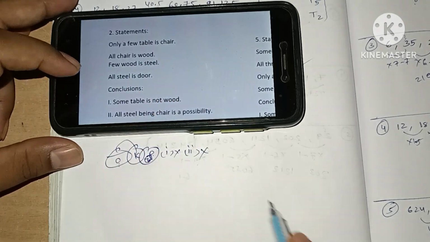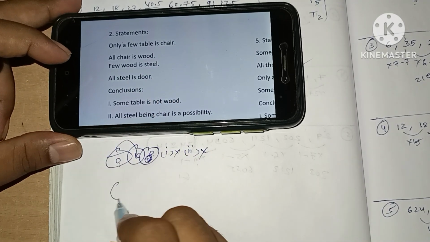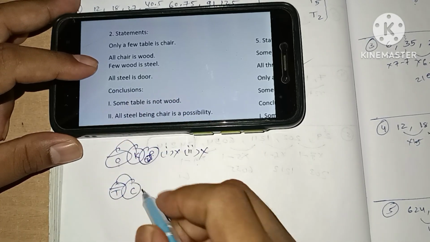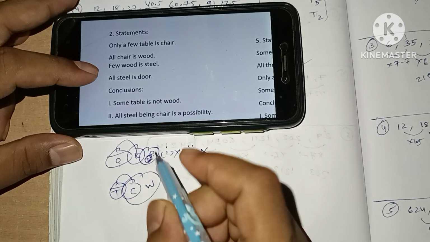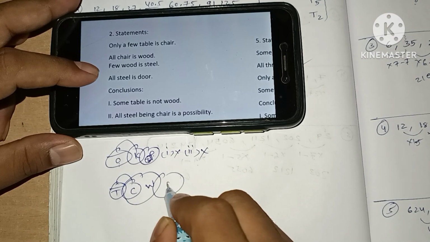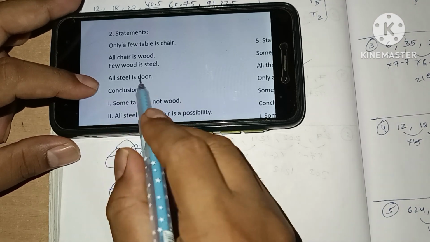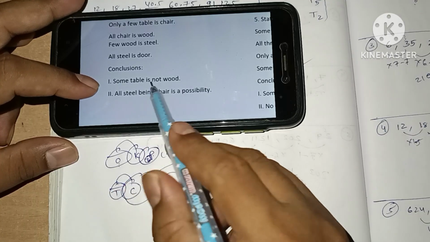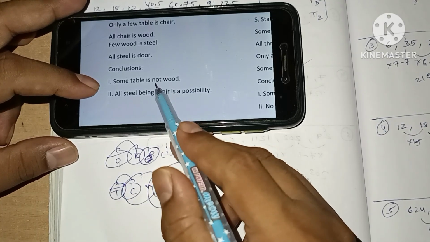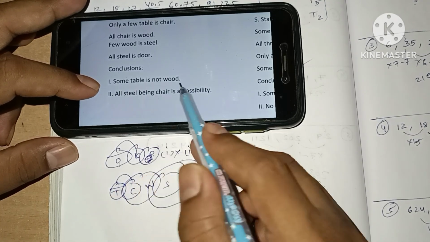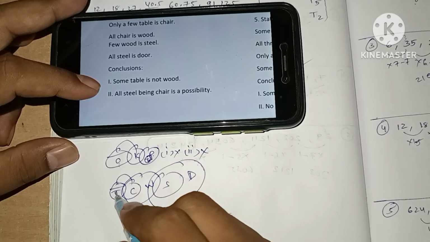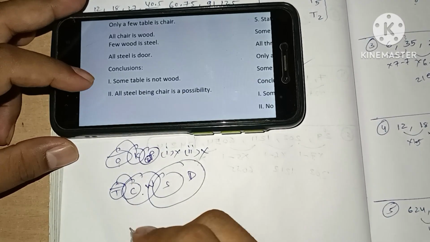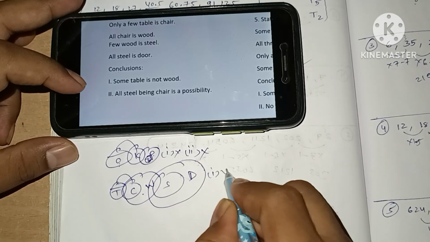Only a few table is chair. All chair is wood. Few wood is steel. All steel are door. Okay, let's see conclusions. Some table is not a wood. Here we see not, means we check whether all table can be wood or not. All table can be placed inside wood. It is possible. All case possible means some not case will be false.